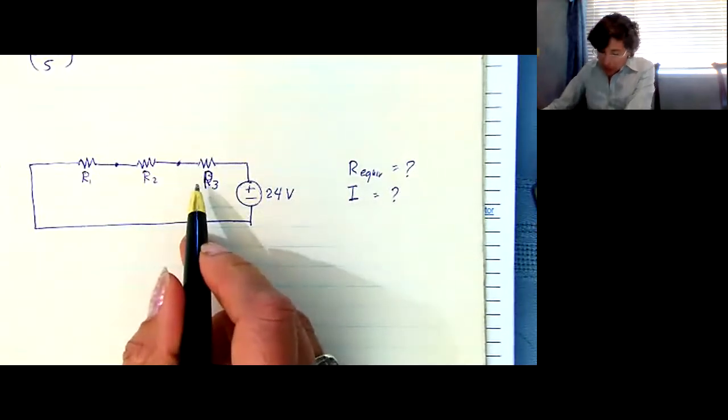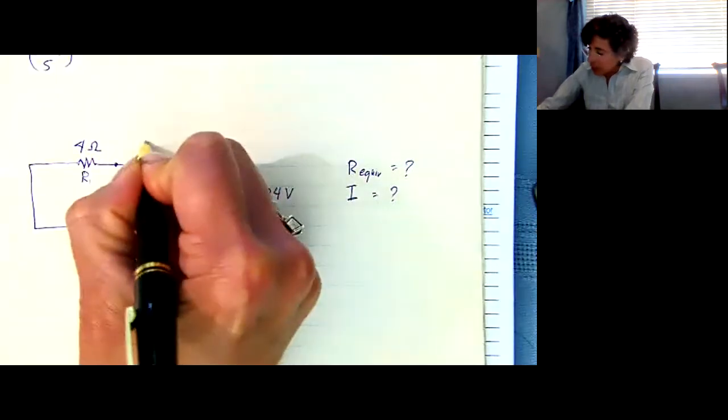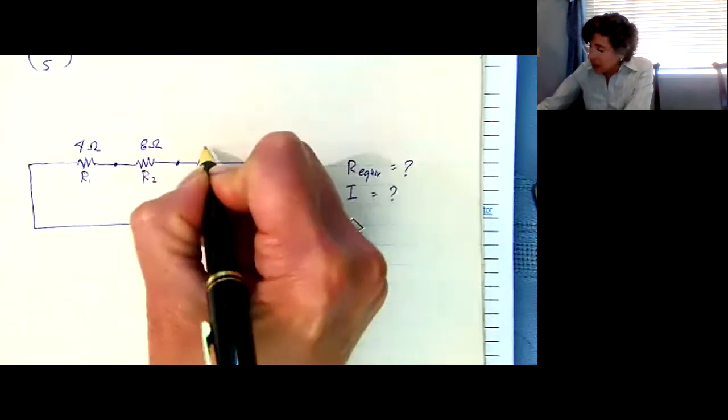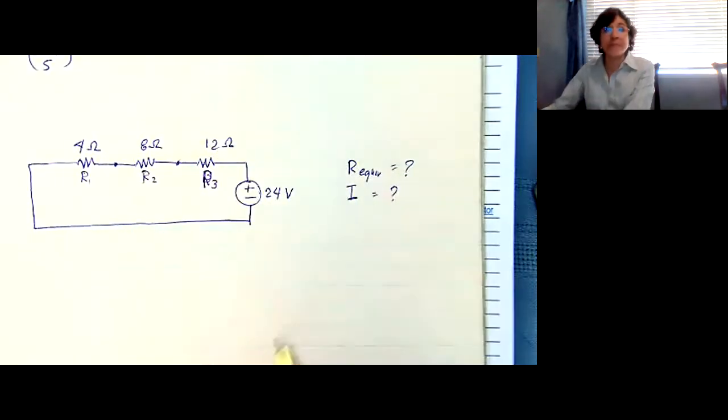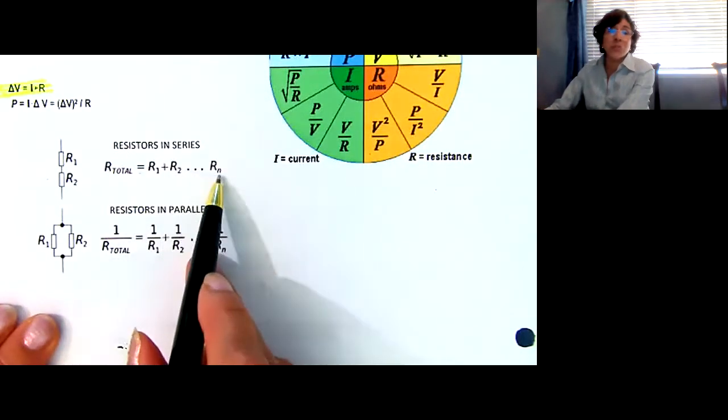Okay, so let's see what it is. R1 is 4 ohms, R2 is 8 ohms, and R3 is 12 ohms. And if you look at your reminder sheet, oh, that's right. When they're in series, all I have to do is add them up.